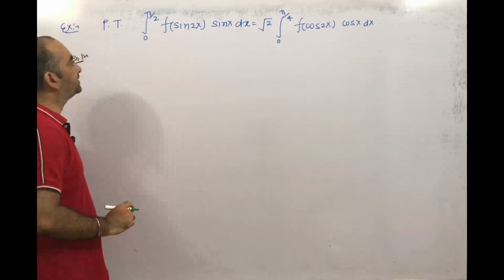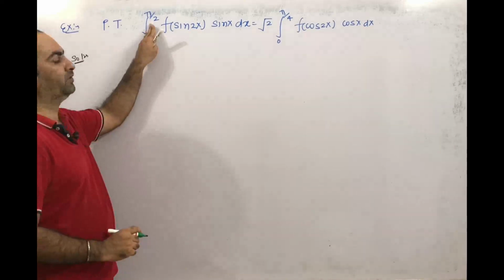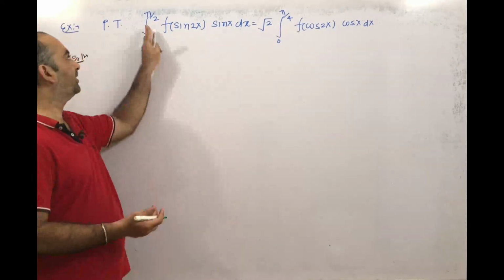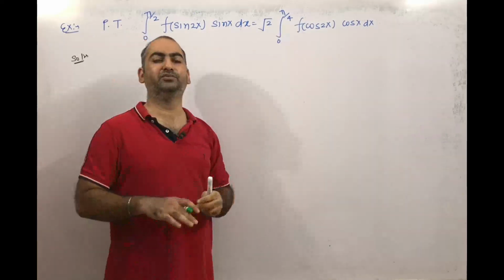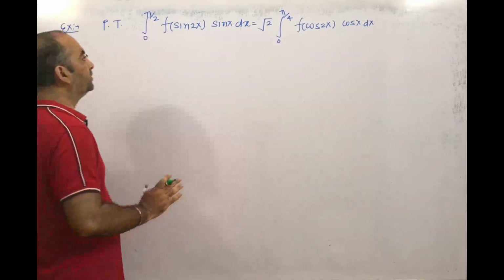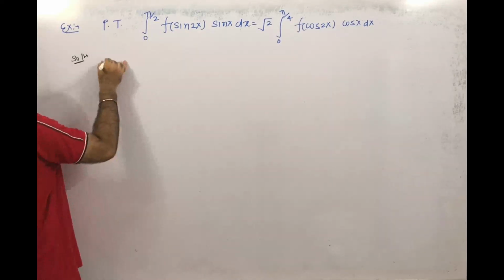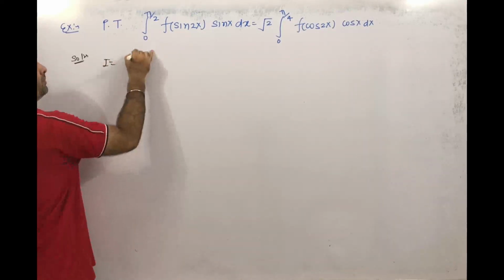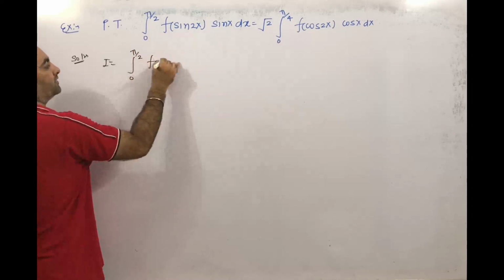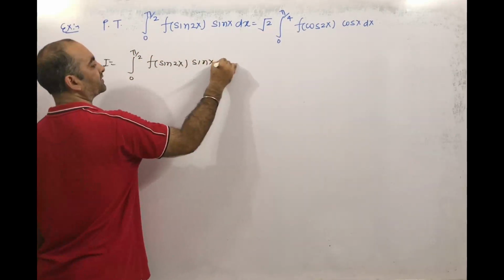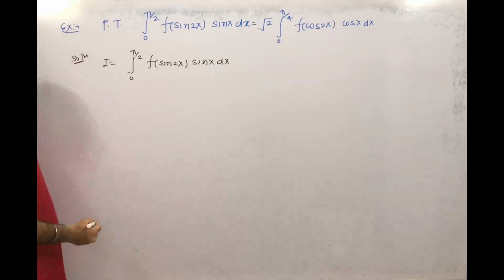So how to solve this one? First thing you can check, the limit here is 0 to pi by 2 and here it is 0 to pi by 4. So how can we convert the limit pi by 2 to pi by 4? That means we have to use property number 5. If you use property number 5 here, we are assuming I is the integral from 0 to pi by 2 of f of sin 2x into sin x dx.